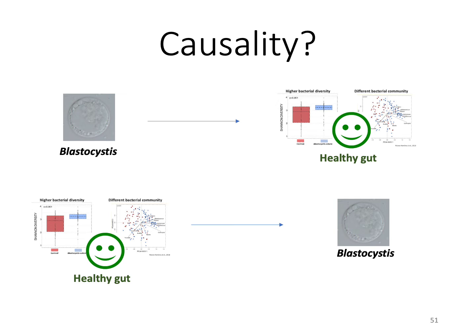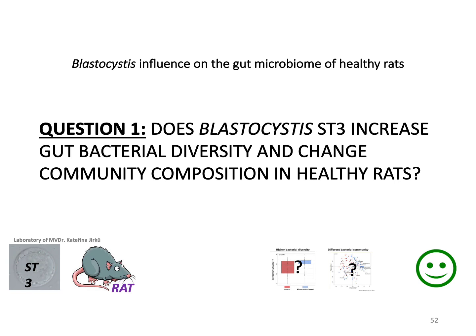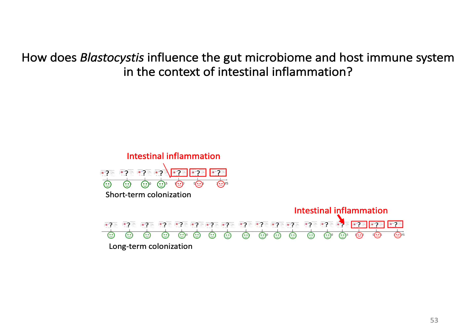So we tested this experimentally by inoculating rats with Blastocystis to see what happened. We asked, does Blastocystis increase the gut bacterial diversity and change the community composition in healthy rats? We used an isolate of Blastocystis ST3 that was isolated from a healthy human with no gastrointestinal symptoms. We did this in two time frames and in the context of experimental intestinal inflammation. So we induced intestinal inflammation with DNBS to mimic Crohn's disease.